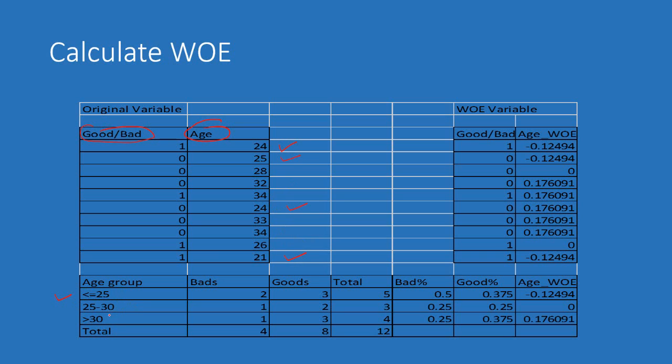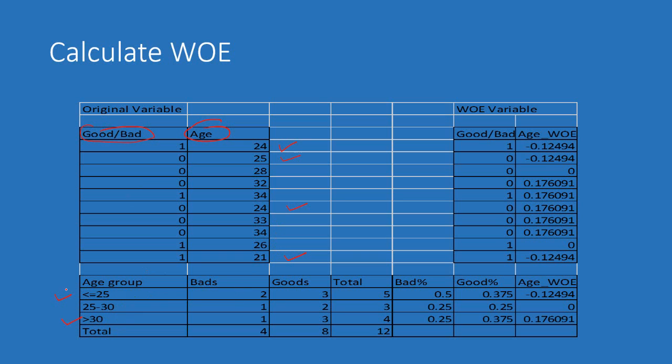The next age group is 25 to 30, and we have observations like 28 and then 26. So these 2 observations are in that particular age group. And the last age group is greater than 30.